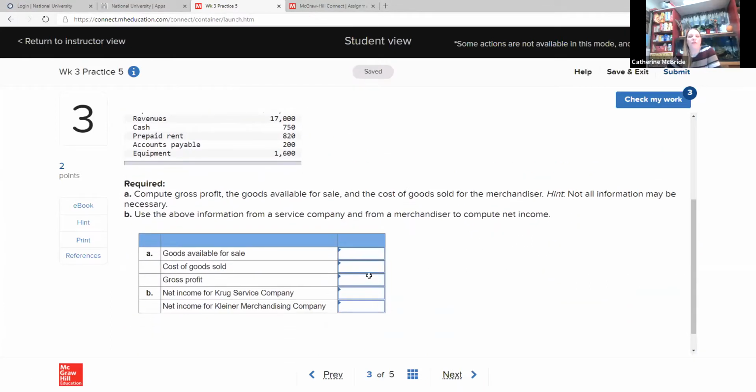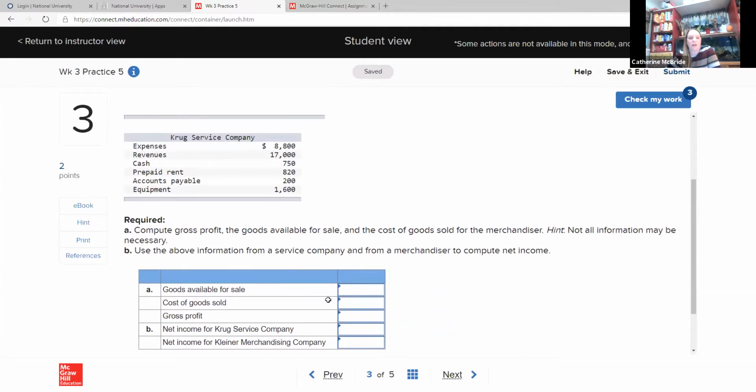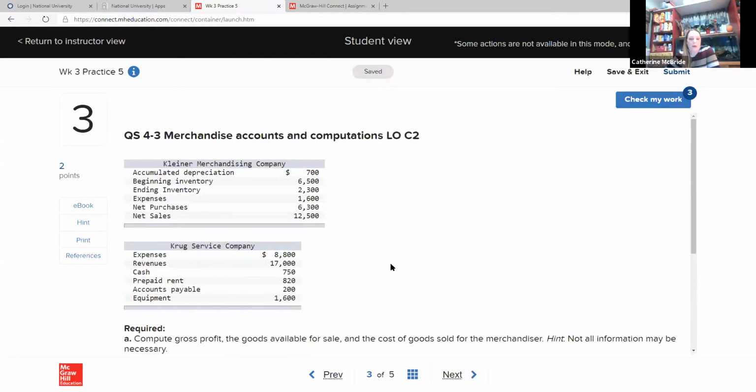Okay, so this is just goods available for sale, cost of goods sold, and gross profit. So when we're looking at goods available for sale, what do we have? And you're going to do this a whole bunch in cost accounting. Goods available for sale is our beginning inventory, because we could have sold that, right? Plus purchases, because we could sell those.